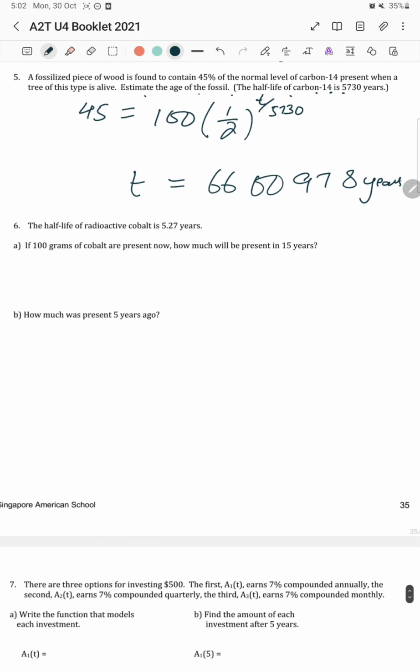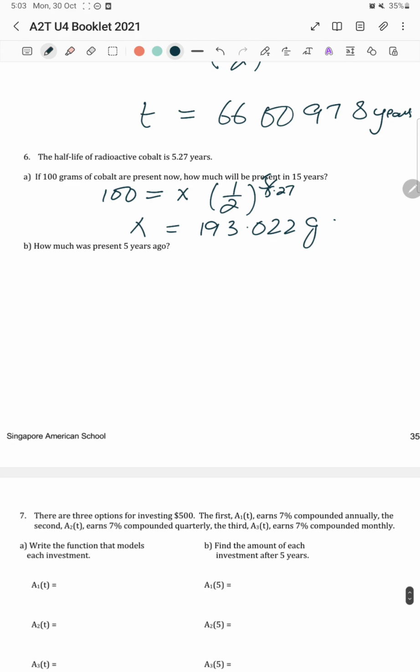So the half-life of radioactive cobalt is 5.27 years. 100 grams of cobalt are present now. How much will be in 15 years? So 100 is equal to X(1/2)^(15/5.27). X is equal to 193.022 grams.